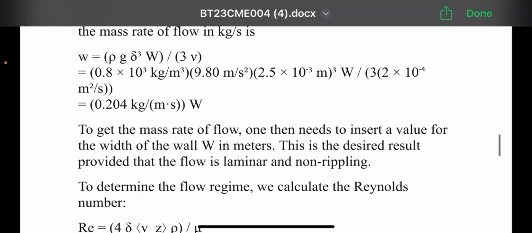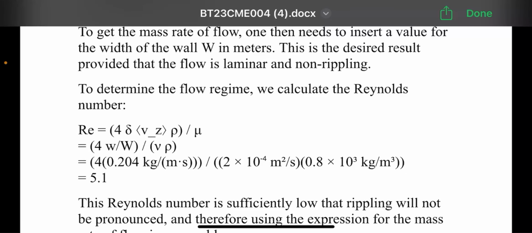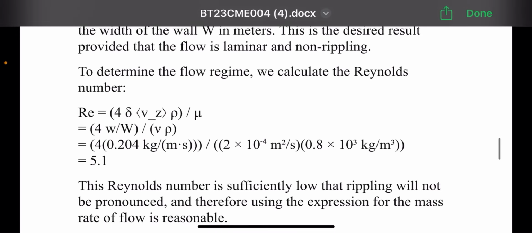To determine the flow regime, we calculate the Reynolds number. Re = 4δ × average velocity × ρ / μ, that is 4w / (W × kinematic viscosity × density). So we will solve this and get the Reynolds number as 5.1. This Reynolds number is sufficiently low that rippling will not be pronounced, and therefore using the expression for the mass rate of flow is reasonable.